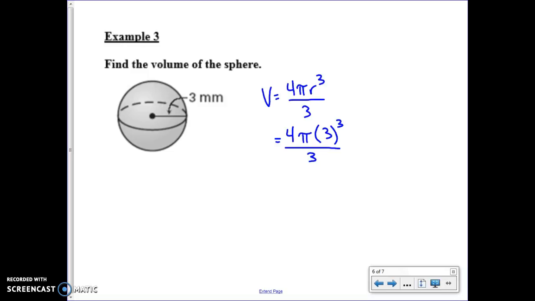So if I take care of all of the numbers and leave pi out of there, I end up with 36 pi. That's 4 times 3 to the third. 3 to the third is 27. So 4 times 27, and we divide that by 3, we get 36. Approximately, though, would be 113.1. Both of those would have a label of millimeters, and it would be to the third power since we're talking volume. So remember, depending on what the question's asking determines which of those answers you use.